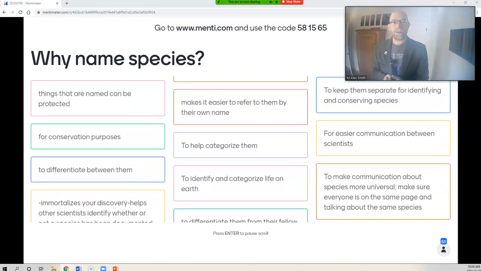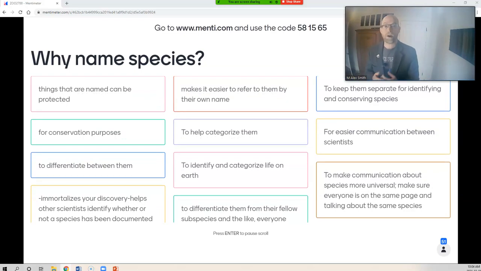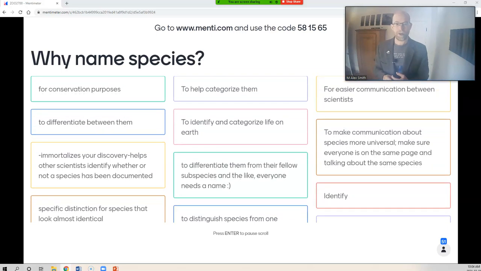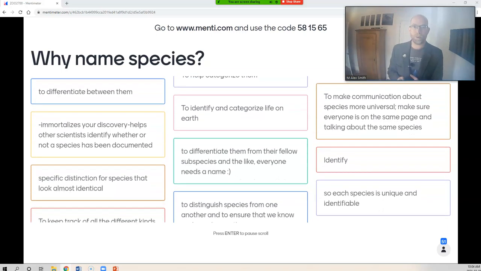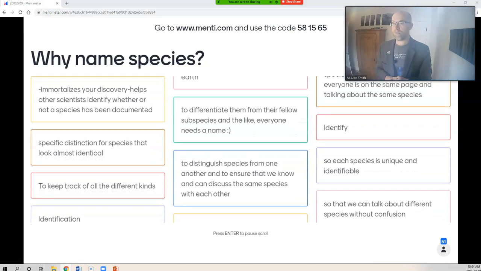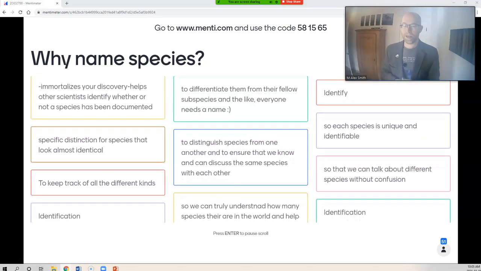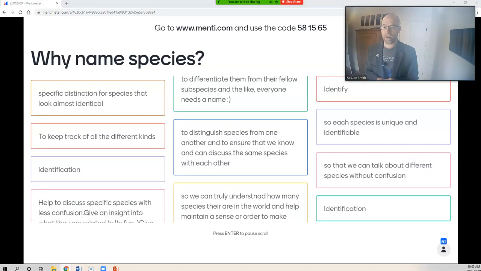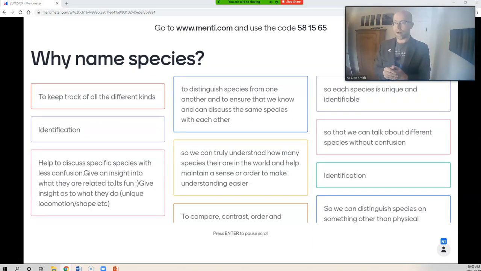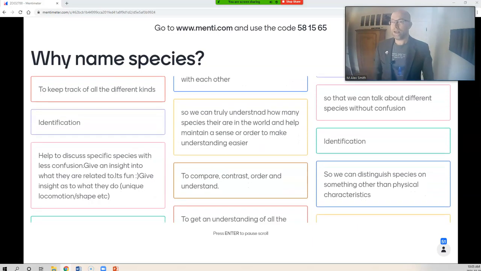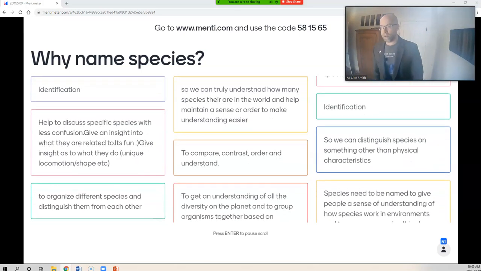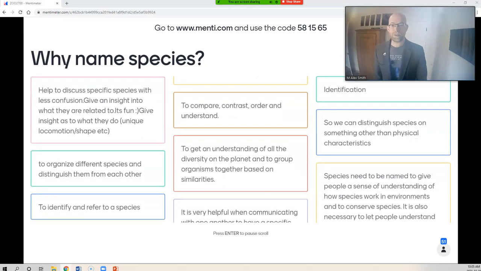All right, so let's take a look at these. For easier communication between scientists, for conservation purposes, a derived or a specific example of the second, to differentiate, to identify, to categorize, to make communication about species more universal, to make sure everyone is on the same page and talking about the same thing, to keep track of all the different kinds, so we can truly understand species in the world and help maintain a sense of order. So kind of an anthropomorphic reason there. Helps to discuss specific species with less confusion, gives an insight into what they are related to. It's fun. I agree. Gives insight as to what they do. Unique locomotion, shape, organize, species.